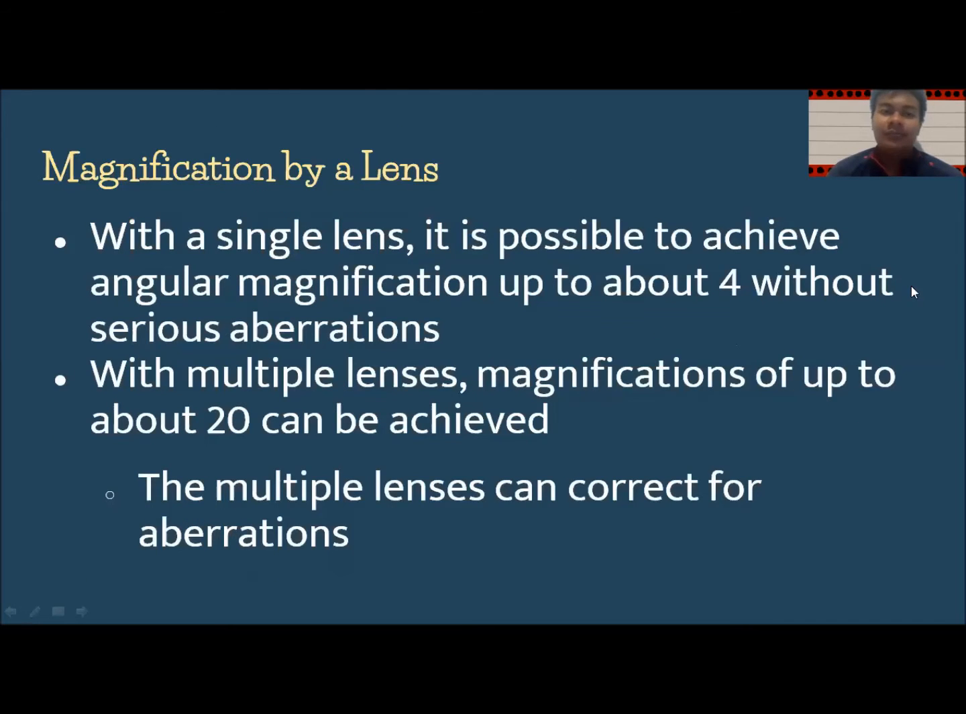Next topic, we talk about magnification by a lens. With a single lens, it is possible to achieve angular magnification up to about 4 without serious aberration. And second, with multiple lenses, magnifications of up to about 20 can be achieved. Multiple lenses can correct for aberration.